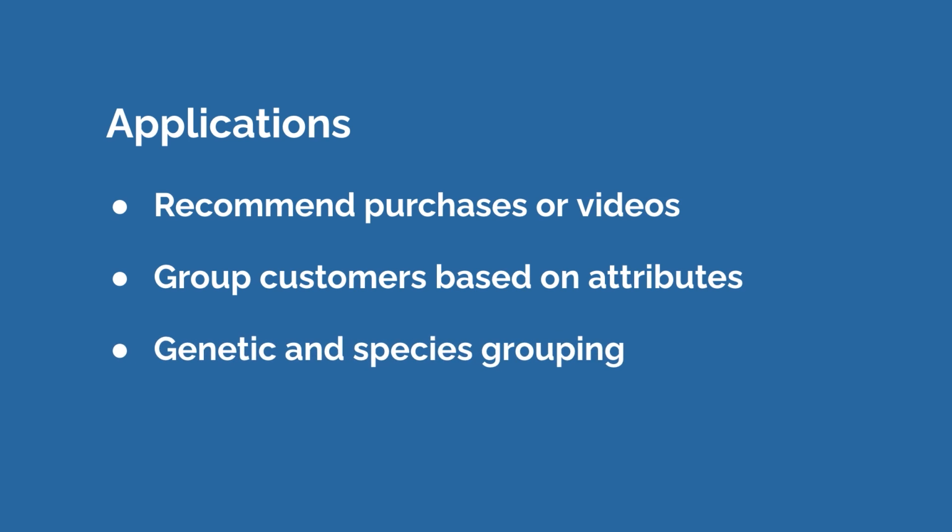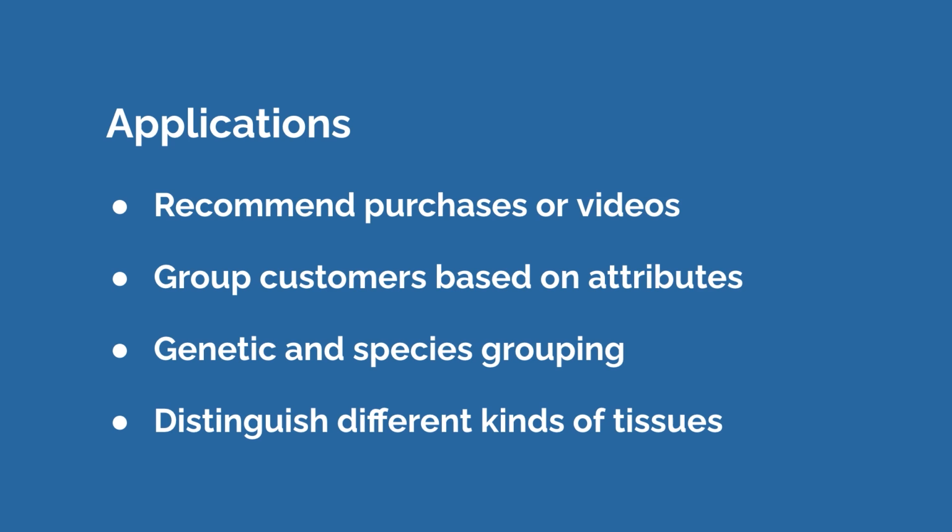Another application of unsupervised machine learning is in biological and scientific research, like for grouping species and grouping people by genetics, and not only people but animals, plants, by their genetic makeup. Another application of this type of machine learning is to distinguish between different kinds of tissues. Machine learning is commonly used across all types of industries, including the medical industry and, of course, the business industry.